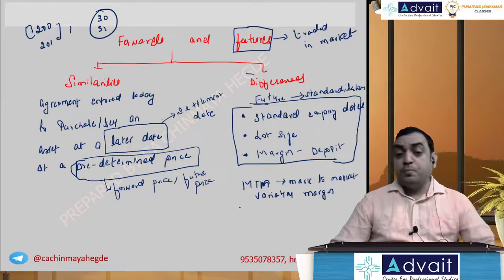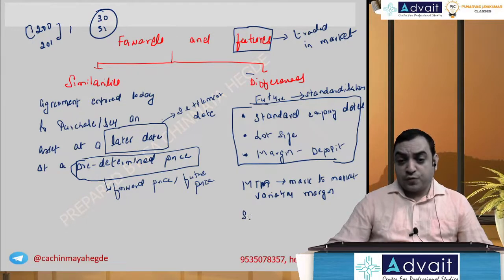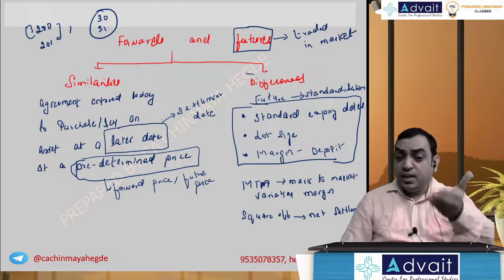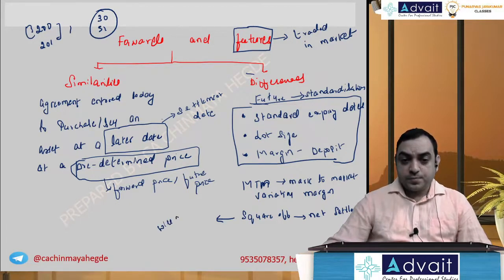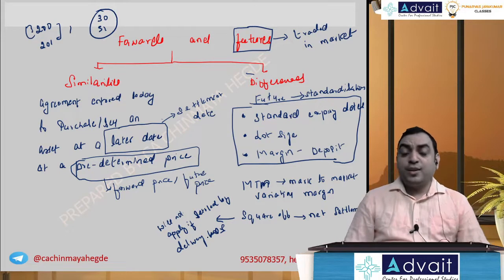And one more very important point is the concept of square off. Square off is applicable on net settlement basis or cash basis. See, if it is settled by delivery, square off will not apply. Will not apply if settled by delivery basis. What is settled by delivery basis?